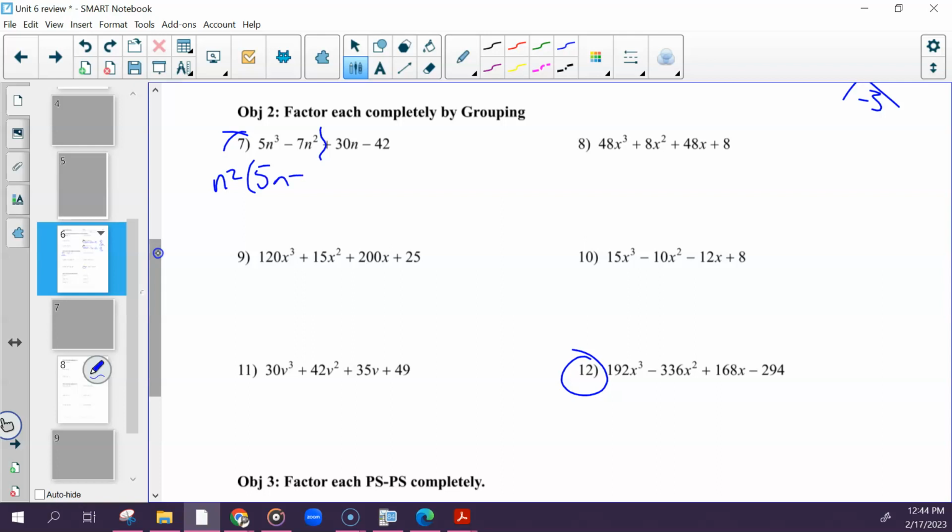Minus 7. Okay. What could we divide out of the last two? 6. Can we divide n out of both? No. So just 6. If we divide it out of 6, what's left? 5n. Our insides are the same, which is what we want. If they're not the same, go back and check your work. Something's wrong. Maybe you factored out the wrong thing.